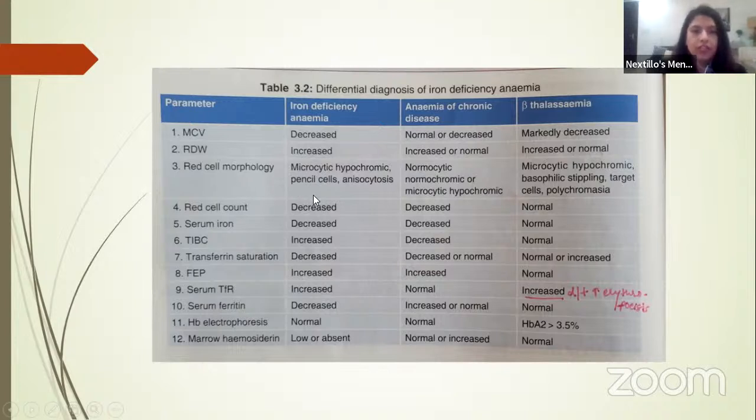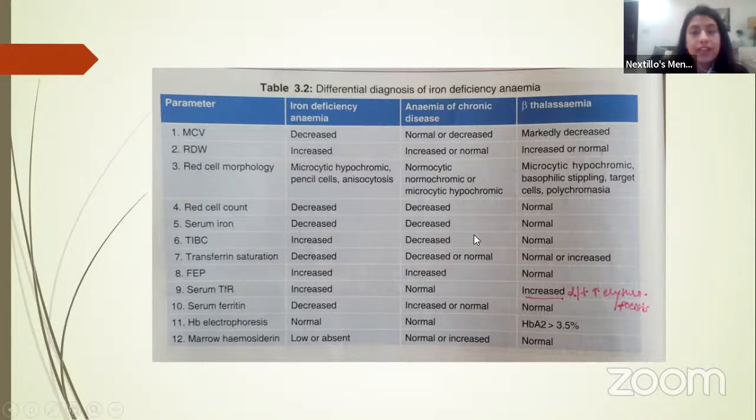Red cell morphology over here is microcytic hypochromic kind of cells. You'll see pencil cells. There'll be a lot of anisocytosis. In anemia of chronic disease, on the other hand, we most commonly find a normocytic normochromic kind of a picture. Sometimes there can be a microhypo picture. Whereas in thalassemia, there'll be basophilic stippling, there'll be target cells, there'll be a lot of polychromasia along with the microhypo picture.